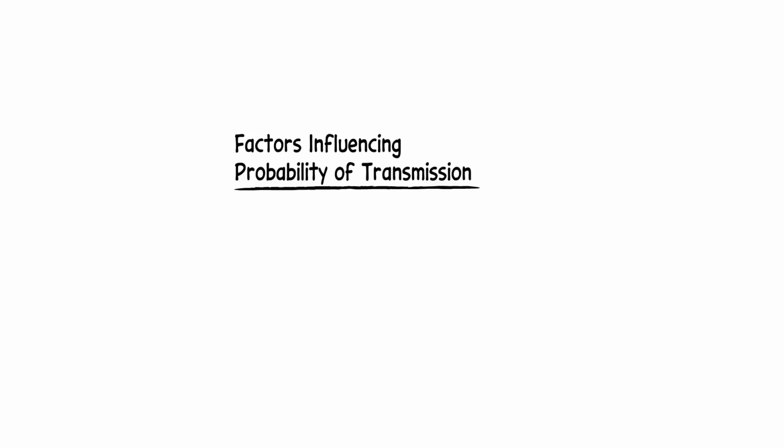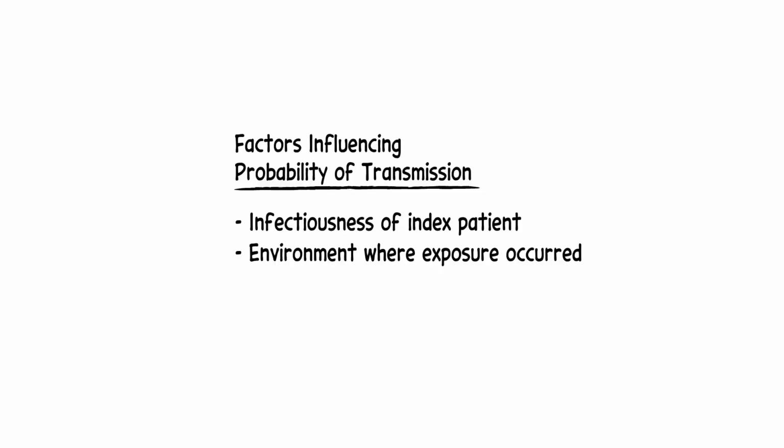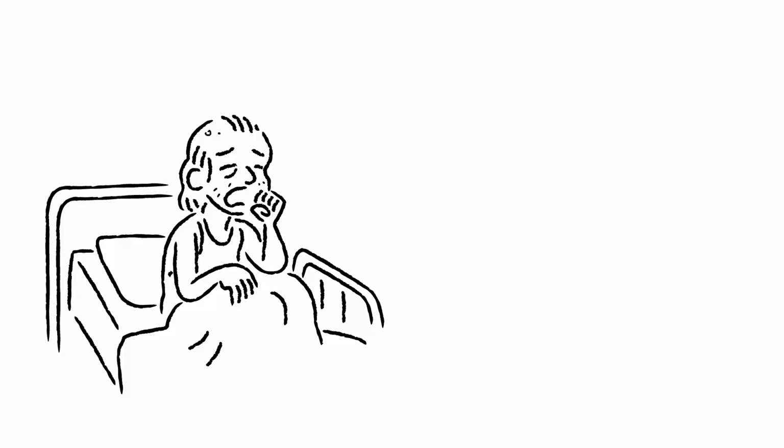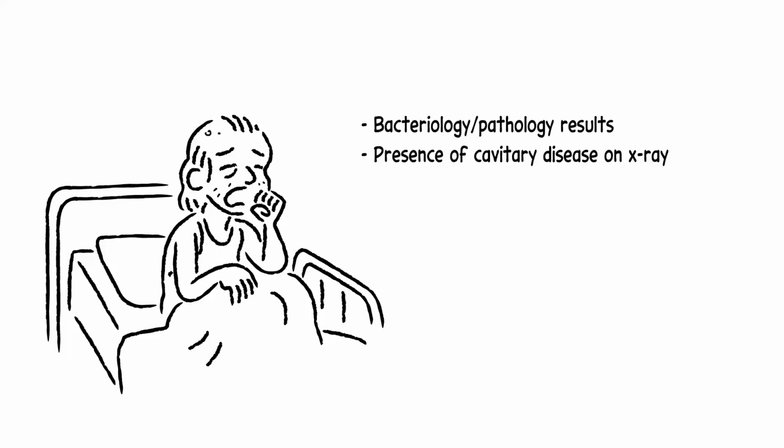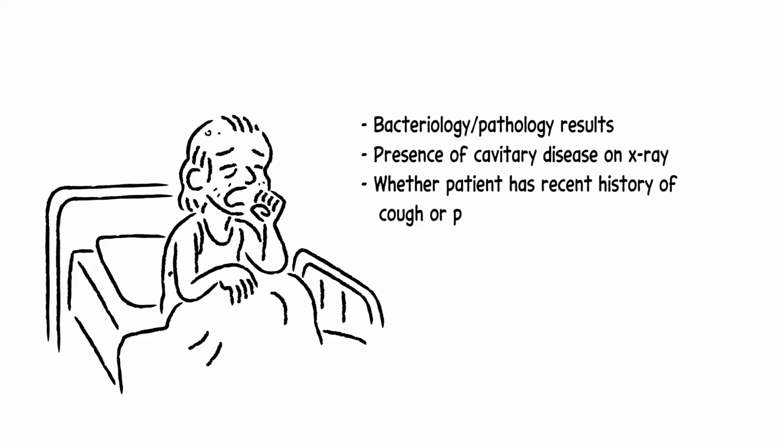Assessing the probability of transmission during the infectious period involves 3 factors: the infectiousness of the index patient, the environment where the exposure occurred, and the duration and frequency of the exposure. Let's take a closer look at each of these 3 factors. You can determine the infectiousness of the index patient based on their bacteriology or pathology results, whether cavitary disease is present on X-ray, and whether the patient has a recent history of cough or currently has laryngitis. Next, consider the environment where the exposure occurred.